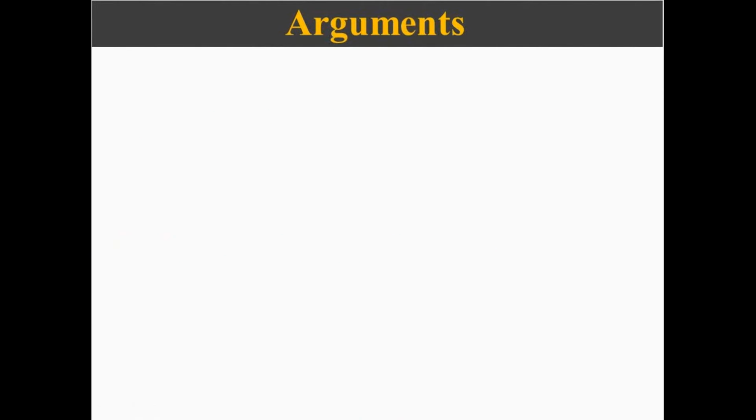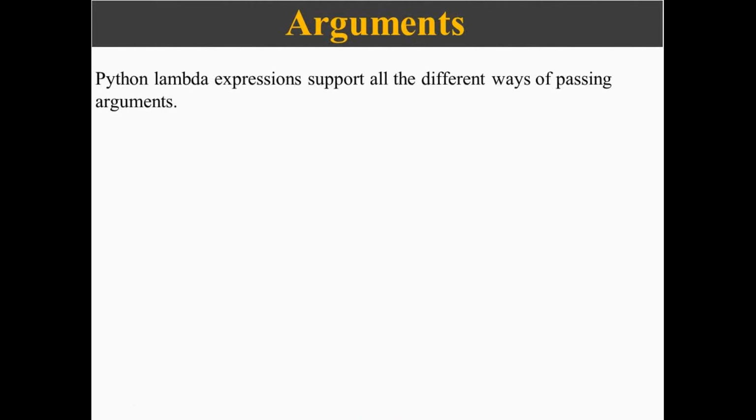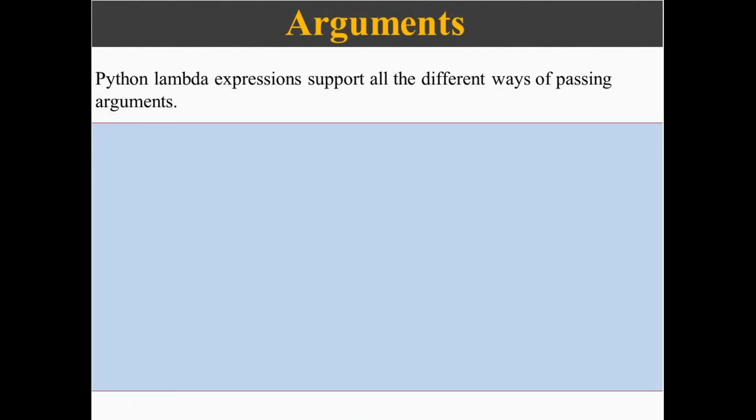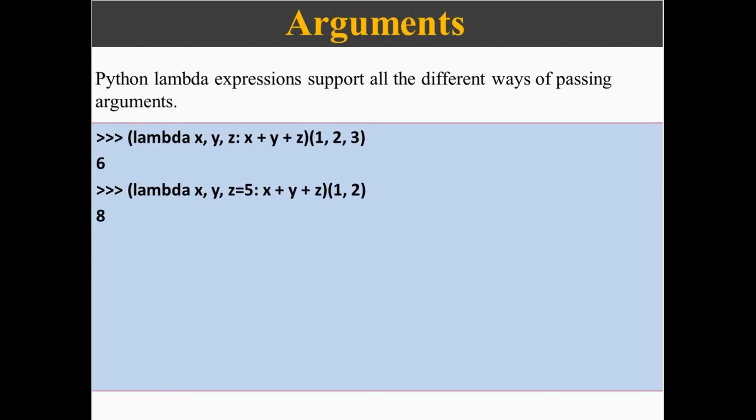Next, the arguments. Python lambda expressions also support all possible ways of passing arguments, similar to normal functions. In the first case, it's positional arguments: x, y, z, where the positional arguments are 1, 2, 3. The second example is the default argument. Z's value is by default 5. So even if you don't pass the third argument here, by default it will take z's value as 5.